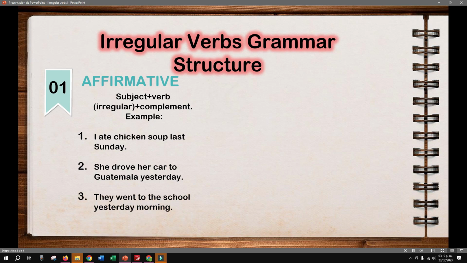Or, they went to the school yesterday morning. Subject, then the irregular verb in past, in this case. What is the simple present or the base form? Go. But in past, went to the school yesterday morning, right? So that is for the affirmative form.